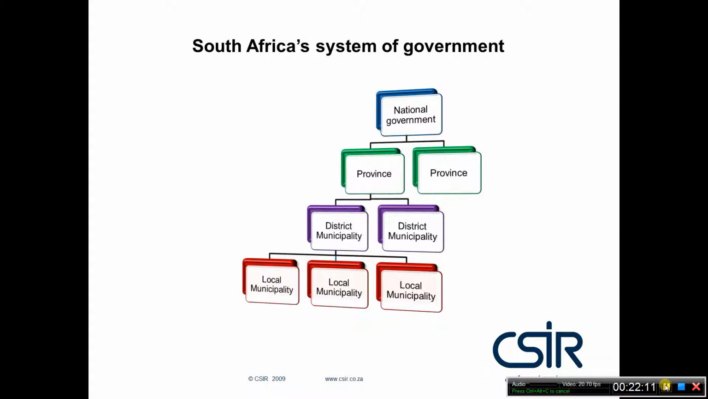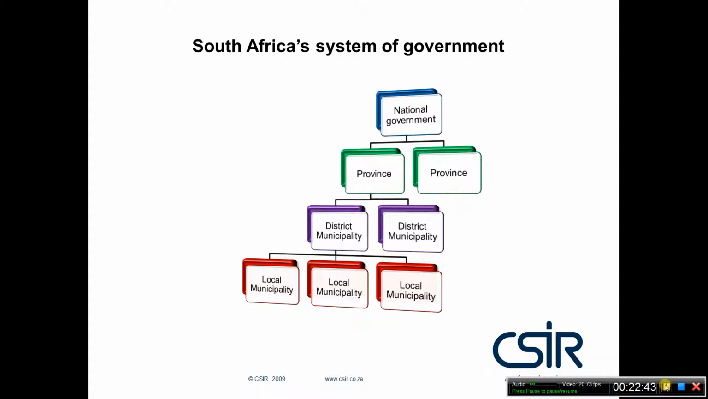The next few slides are going to focus on the actual process of stakeholder engagement that was followed in this project. However, before I move into that process, it is necessary to provide some background information on South Africa's system of government. This is important for appreciating how the stakeholder engagement was done, why certain points were approached, why certain departments at certain levels were approached.